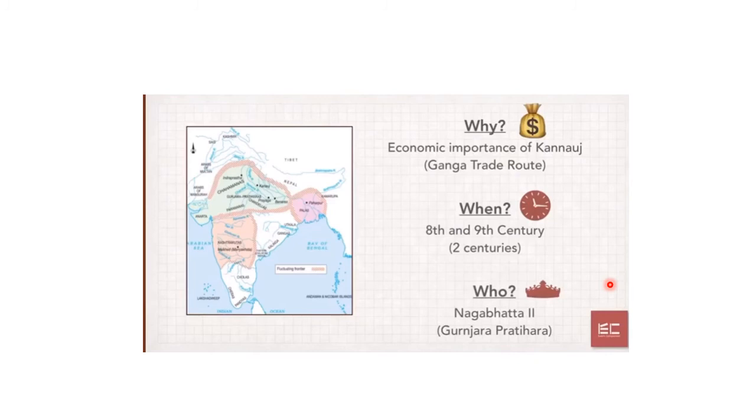And when was it fought? It was fought between the 8th to 9th century, and this continued for 200 years. Okay, this battle between these three dynasties continued for 200 years. Finally, who won? It was Nagabhatta the second from the Gujar Pratihara dynasty. So this was the entire tripartite struggle.